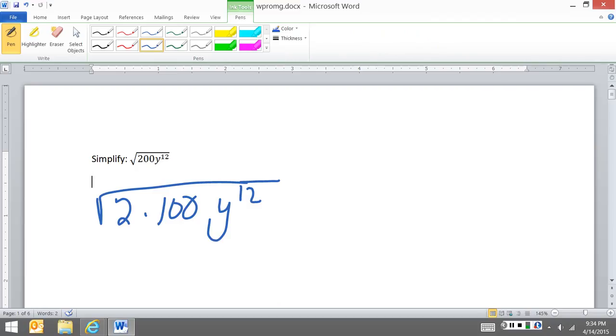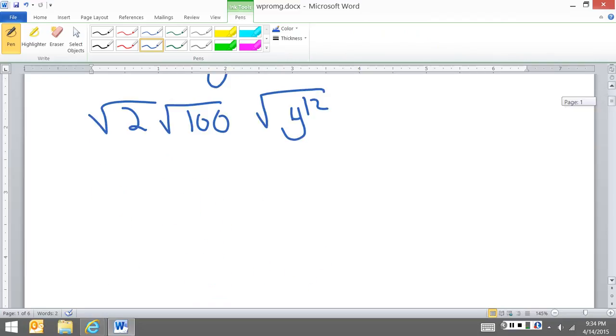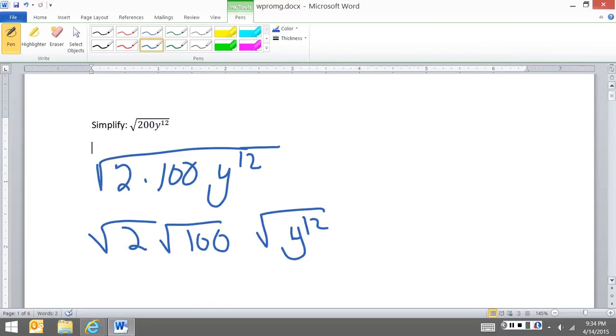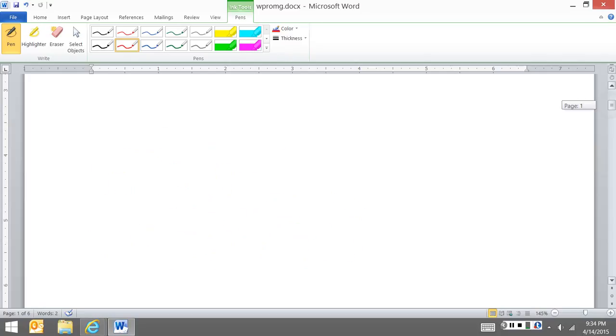So now I'm going to rewrite this in 3 parts, the square root of 2, the root of 100, and the square root of y to the 12th. Remember, the product rule of radicals says that I can always do this. I can take any multiplied term and rewrite them each individually. That means that this one, which is a perfect square, and this one, which is a perfect square, I can take the square root of, because I can get a nice clean answer.